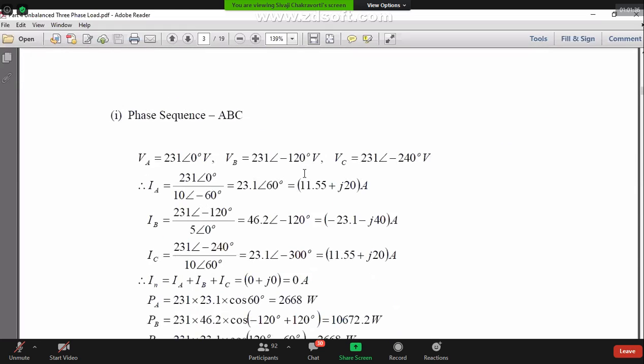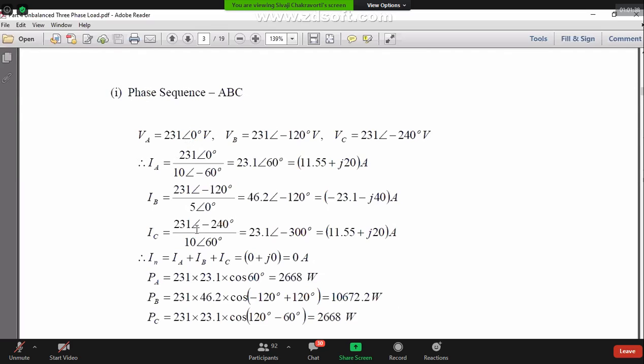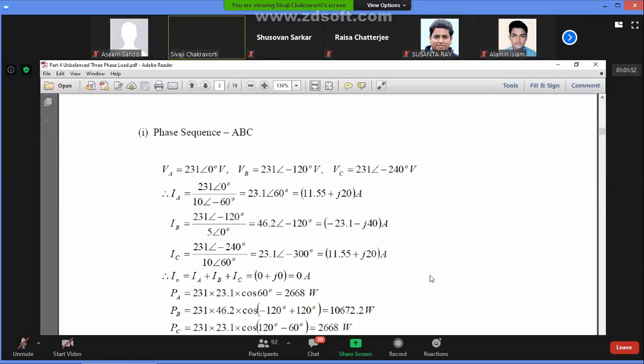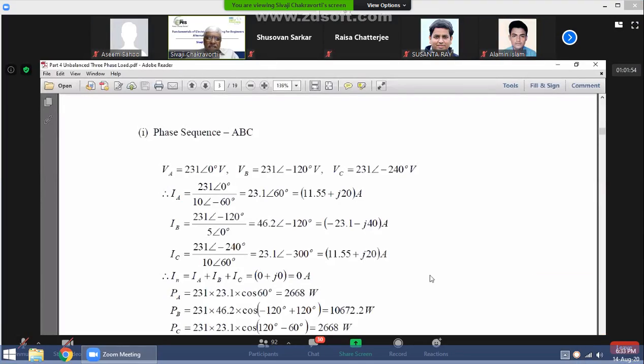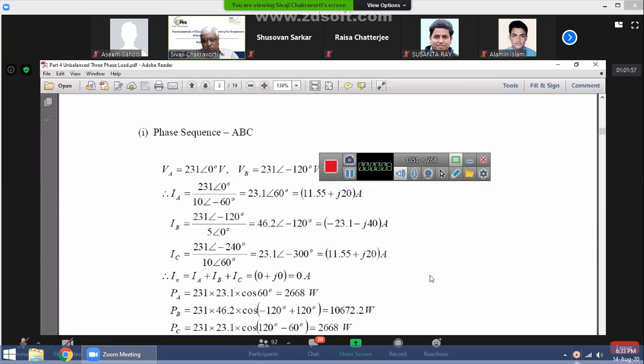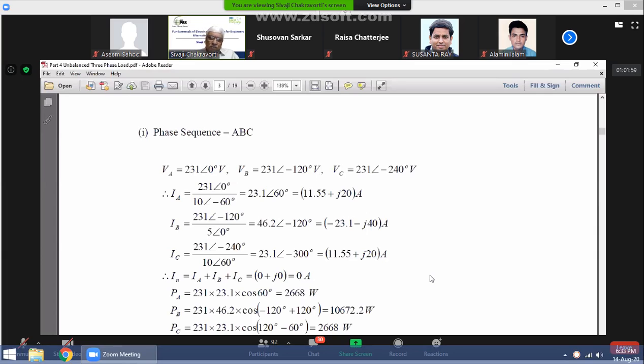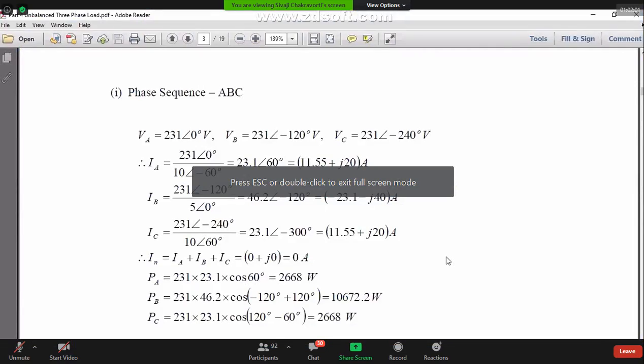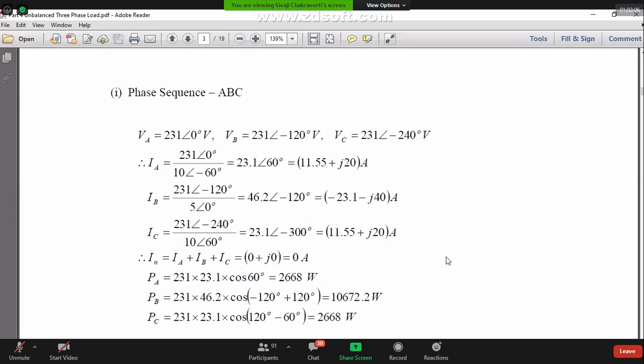Therefore, load neutral also will have 0 potential because source and load neutrals are electrically connected. Then source voltages are given: 400 volt line voltage. So phase voltage is 400 by root 3. Therefore, at the load side, the voltage between terminal A and the neutral is the same as the voltage between terminal A and neutral of the source because both are connected. Similarly for terminal B and terminal C.